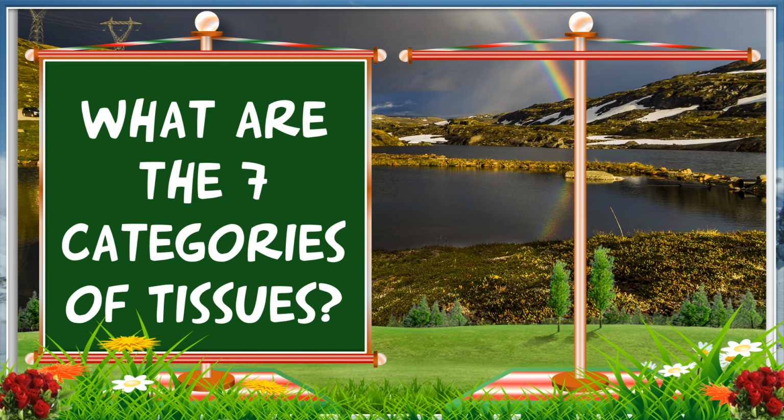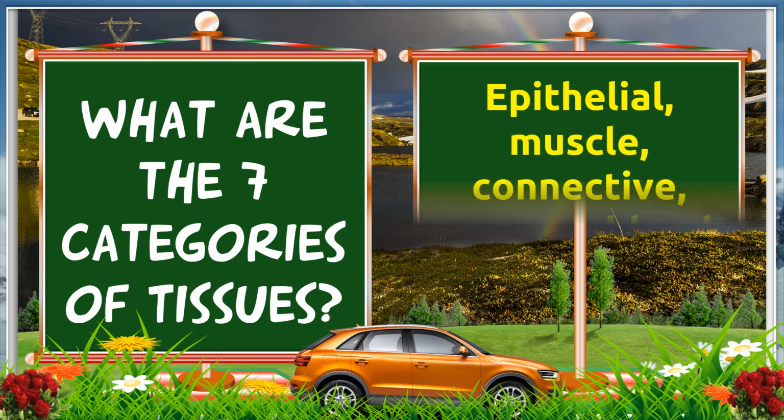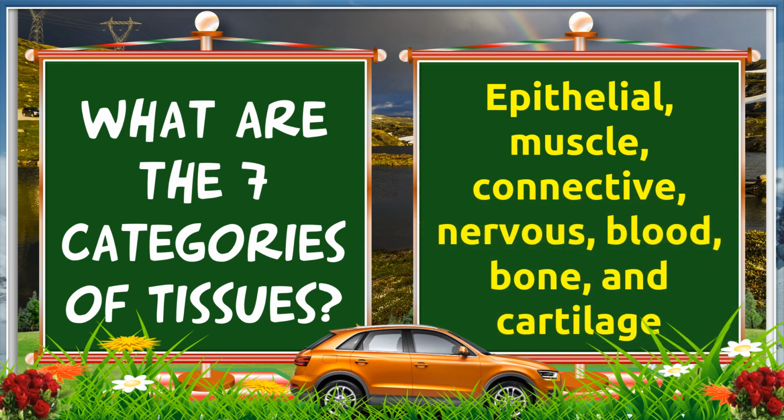What are the 7 categories of tissues? Epithelial tissue, muscle tissue, connective tissue, nervous tissue, blood tissue, bone tissue, and cartilage tissue.